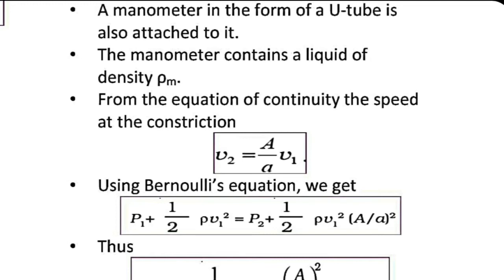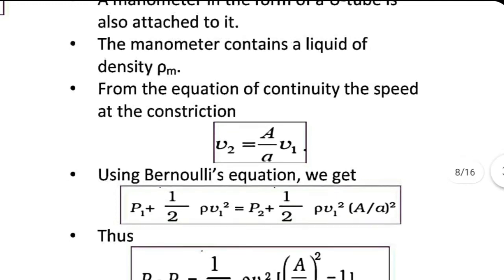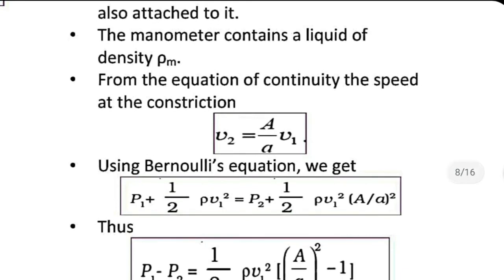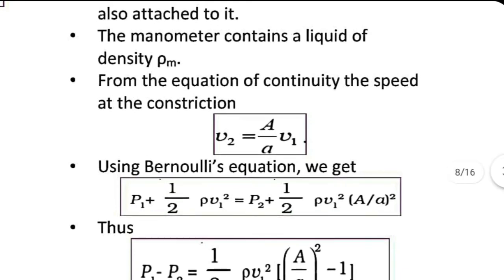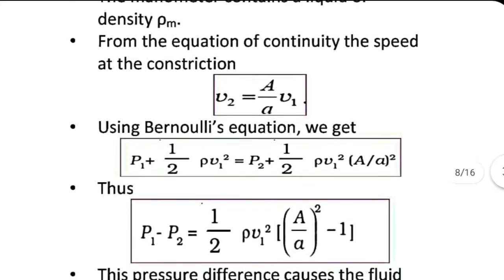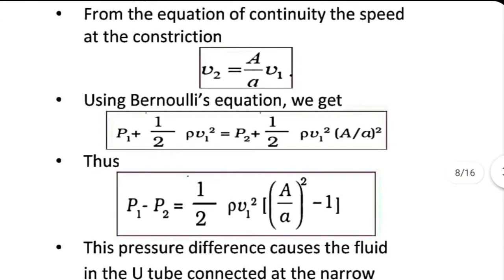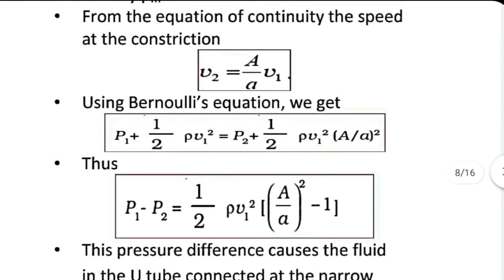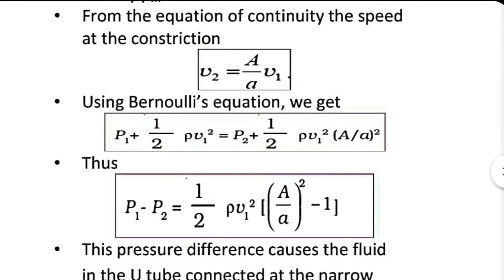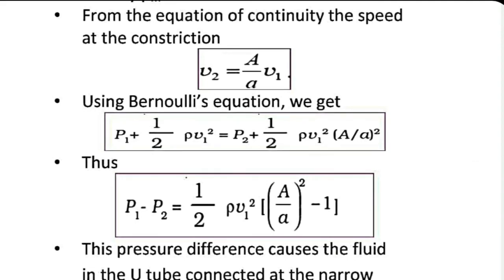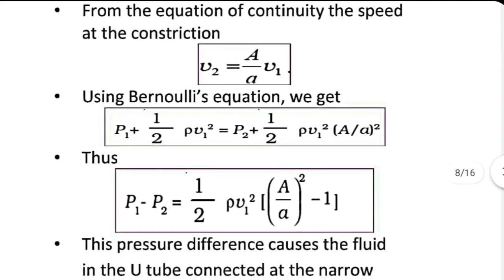In that equation, we substitute for V2. V2 is A by a into V1. So we have P2 plus half rho V1 square into A by a whole square. Now rearranging the equation, we have P1 minus P2 equal to half rho V1 square into (A by a square minus 1). So our aim is to find V1.